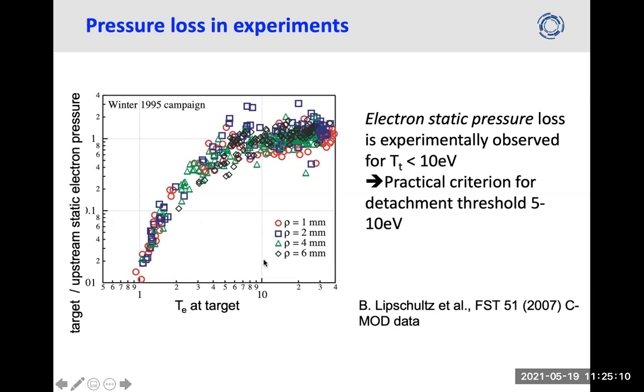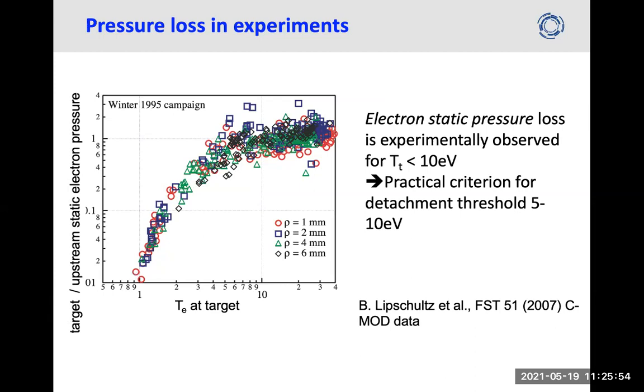Why is it plotted over the temperature? Because I told you all these charge exchange and recombination processes, they kick in at low temperature. And this is what you can see here. Essentially, for temperatures above 10 electron volt, there is no pressure loss seen in experiment, as we would have expected from everything I told you so far. Yeah. But at low temperatures, you see that this curve is decreasing. This means that pressure is lost because the target pressure compared to the upstream pressure is reduced. Yeah? So here at around 2 eV up to a factor 10, and as you go down, you can see the pressure loss is stronger and stronger.